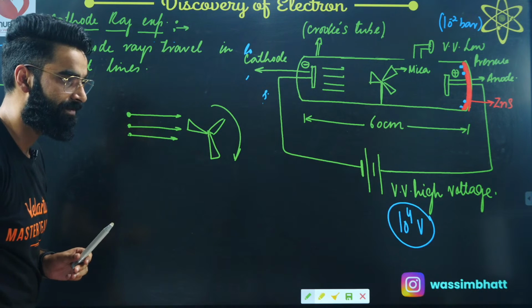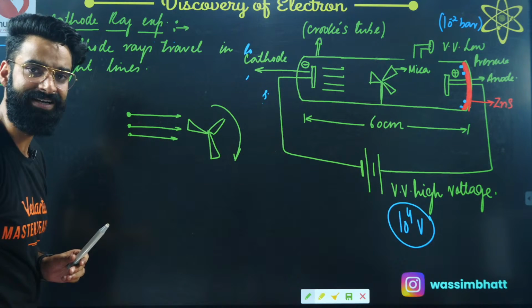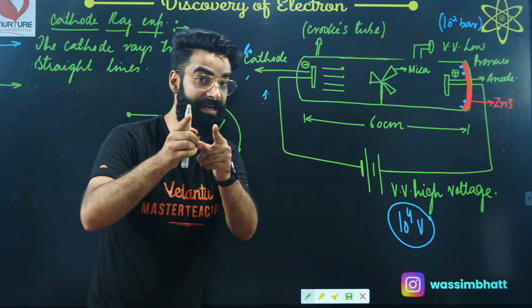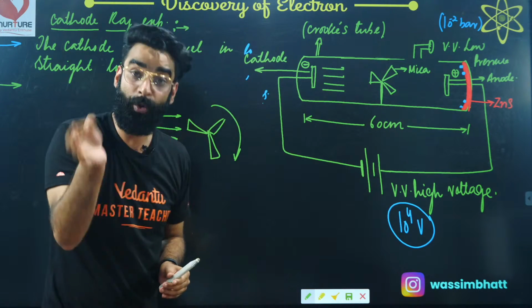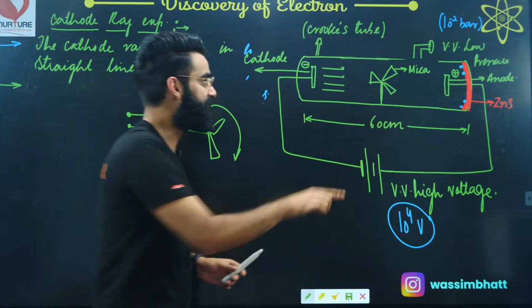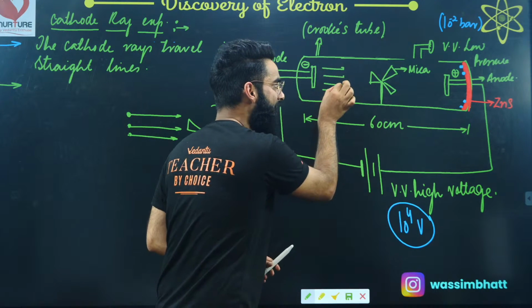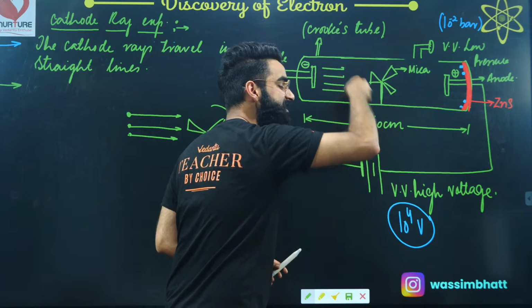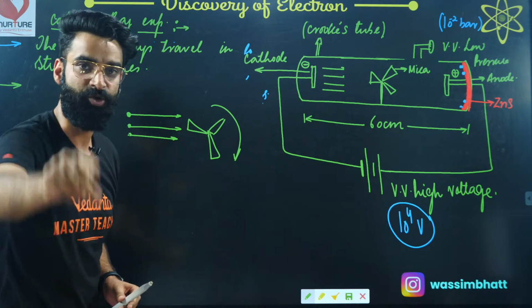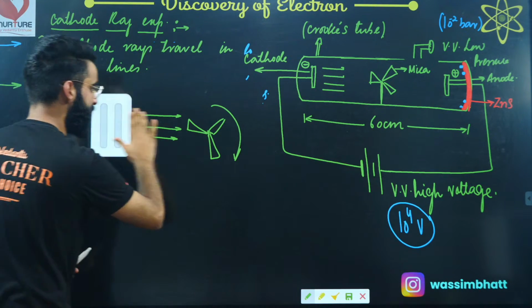So what he noticed, again I'm telling you the same thing: when he turned the battery on, he saw the paddle wheel was rotating, which is only possible if some particles having some mass are striking it, and those particles after striking are making the paddle wheel rotate. People, he concluded one more thing.